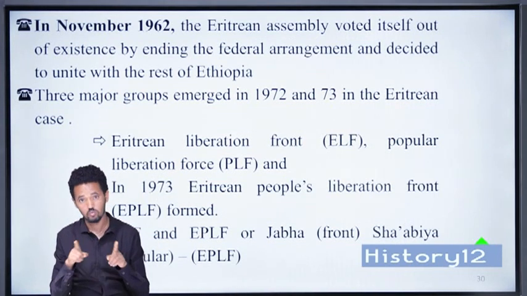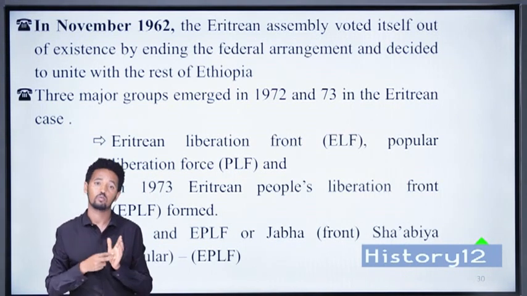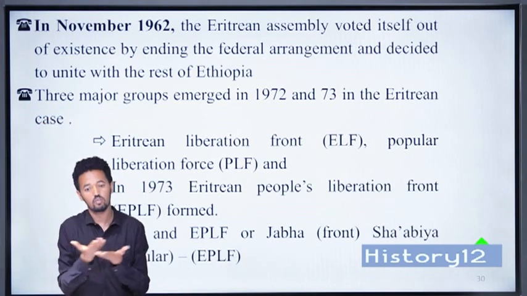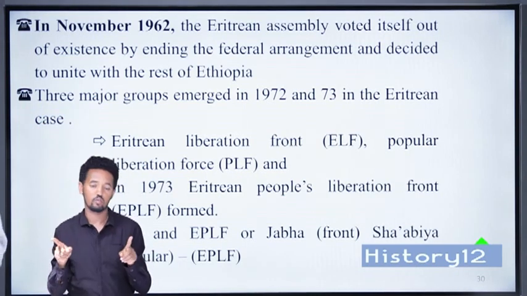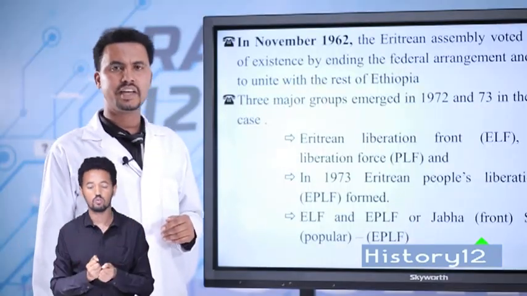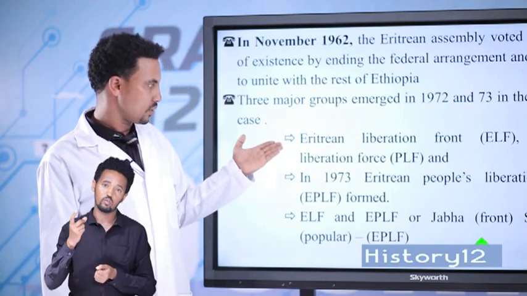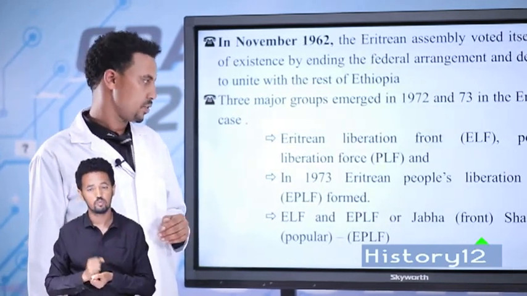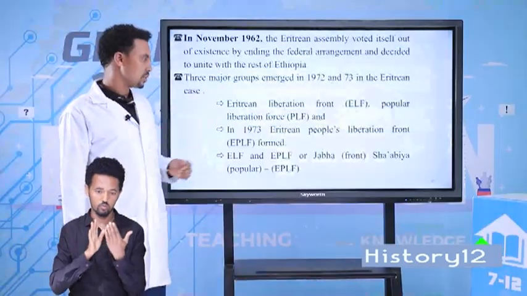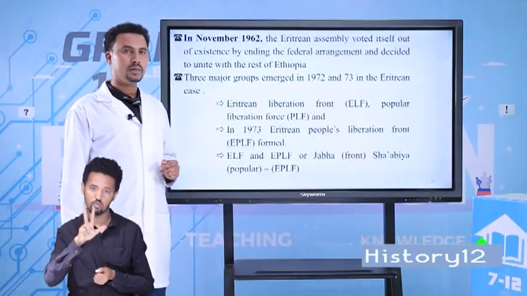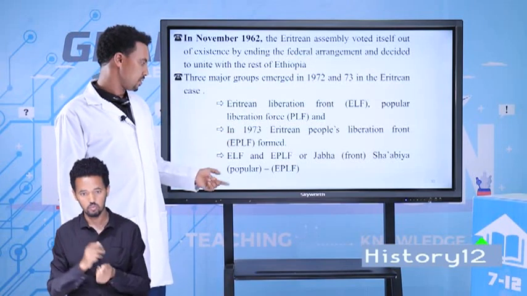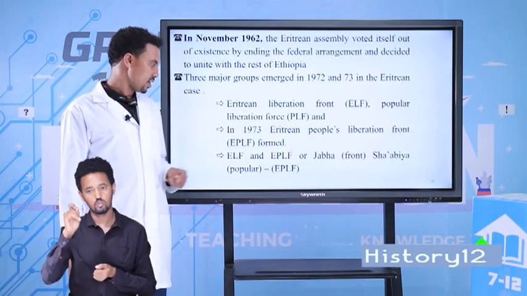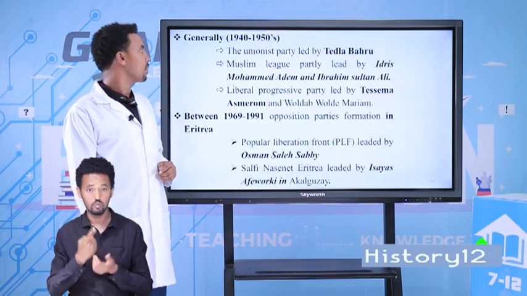But from 1970 to 1973 in the Eritrean case, different parties were formed to fight the imperial idea. The first ones were the Eritrean Liberation Front, ELF, and the Popular Liberation Front, PLF. In 1973, the Eritrean People's Liberation Front, EPLF, was formed from the ELF and PLF. Jebha and Shabia were popular names during that time.